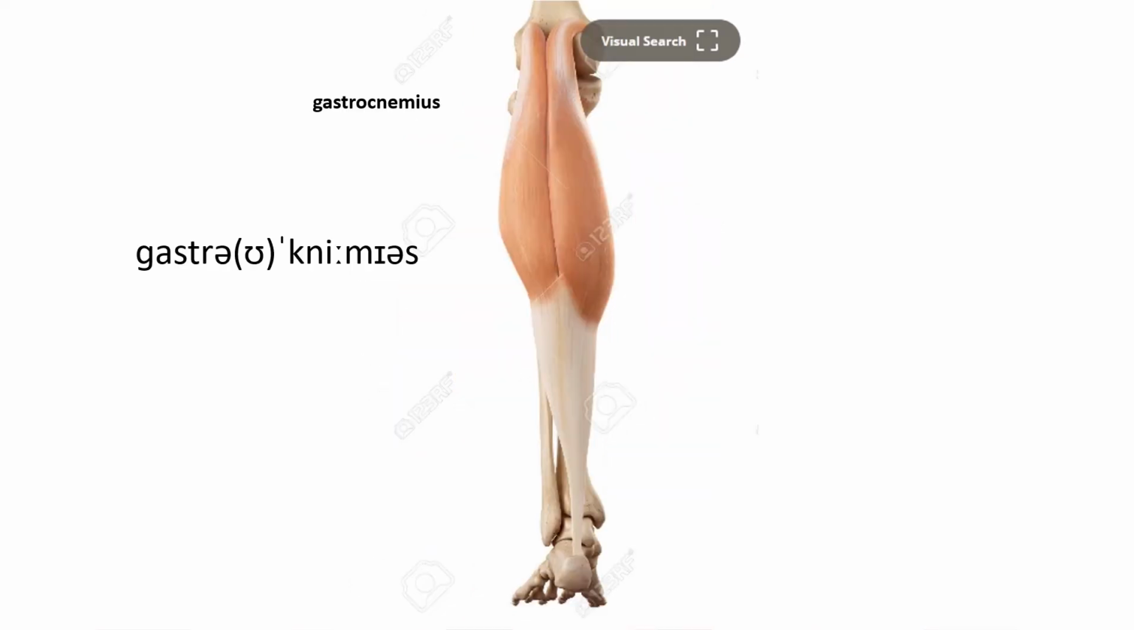Where are we now? We are looking at the posterior part of the leg, below the knee, and we see a muscle that is called gastrocnemius, and you see in the large letters the way it is pronounced. Gastro K, gastrocnemius. Some people pronounce it as gastronemius, but this is what is documented in the dictionary.